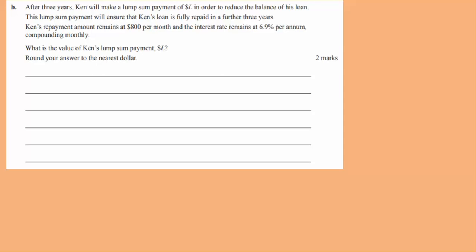After 3 years, Ken will make a lump sum payment in order to reduce the balance of his loan. This lump sum payment will ensure that Ken's loan is fully repaid in a further 3 years. Ken's repayments stay the same, his interest rate stays the same, it's still compounding monthly. What is the value of Ken's lump sum payment? All right, usually our last question in finance is a 2-mark question because you have to do 2 steps. So in the first 3 years, let's see what's happening here.